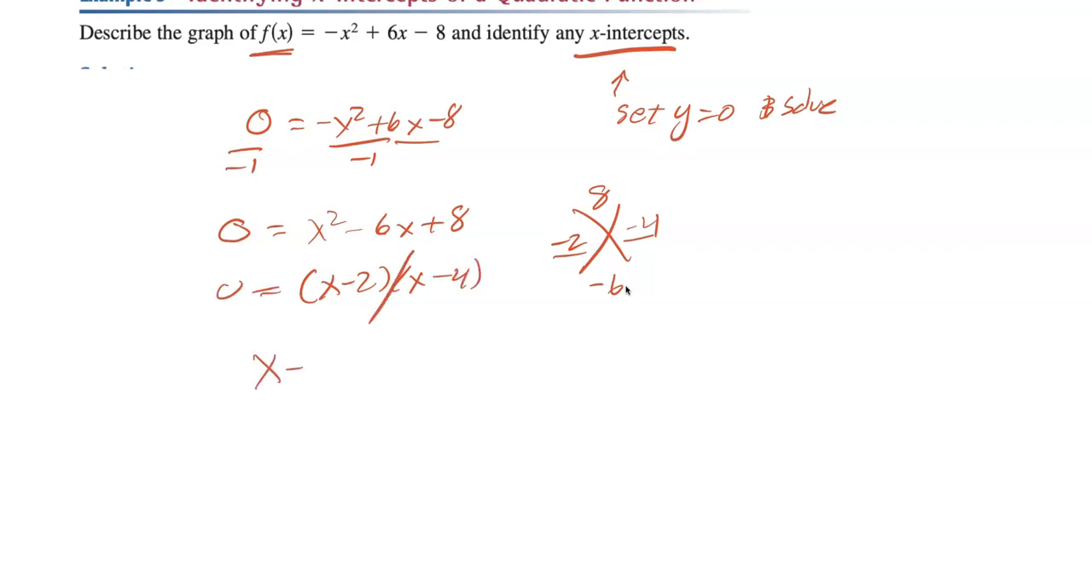Split it. x minus 2 equals 0. x minus 4 equals 0. Add 2 to both sides: x equals 2. And we do the same thing here, and x equals 4. So that's how you find your x-intercepts. Set y equals 0 and then factor if you can. If you can't factor, the quadratic formula is always an option.